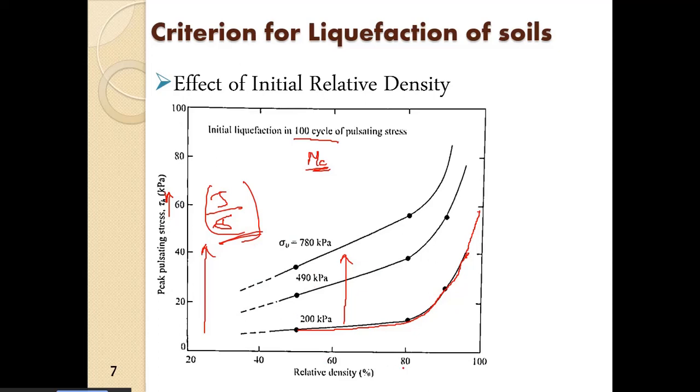And with increasing density, we need higher cyclic stress to arrive at the same liquefaction state. With increasing density also, the cyclic stress has to increase.